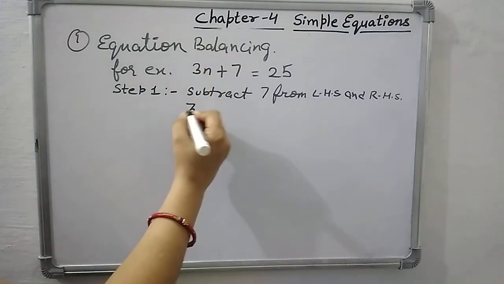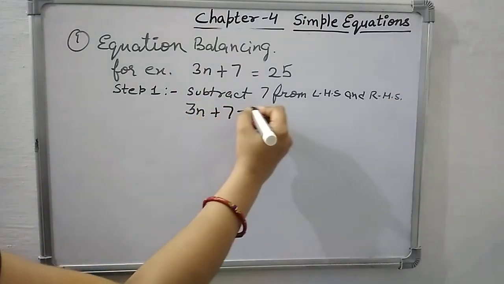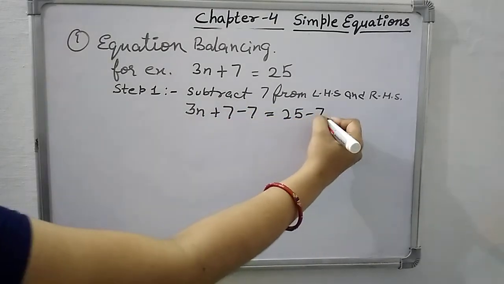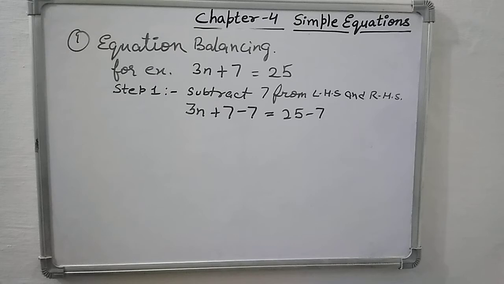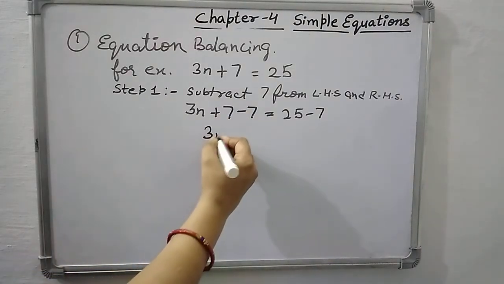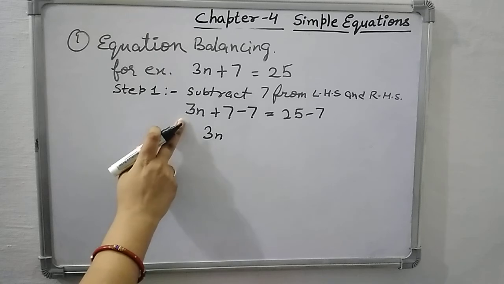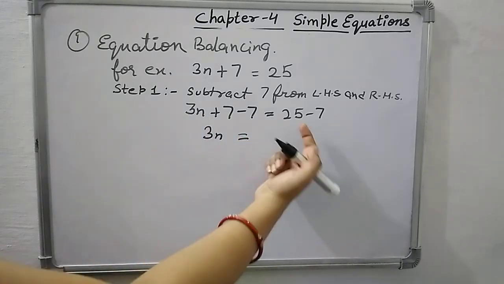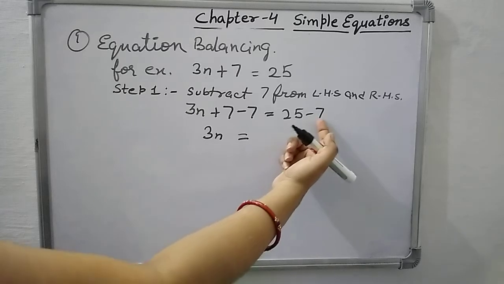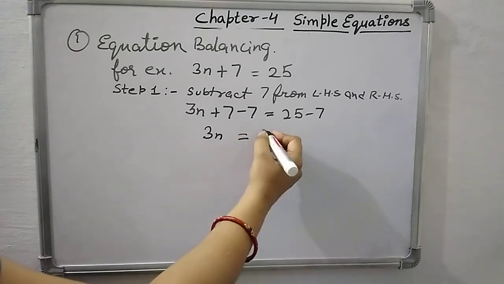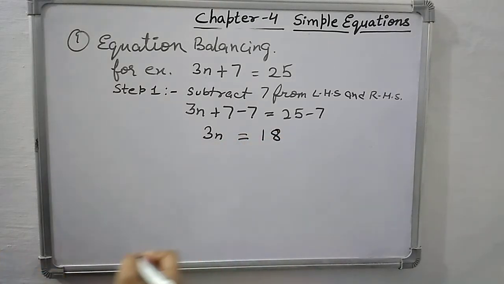After doing this, we get the equation as 3n plus 7 minus 7 equal to 25 minus 7. Now this 7 minus 7 becomes 0. So here in LHS we are remained with only 3n, and in RHS we can calculate 25 minus 7. It will be 18.